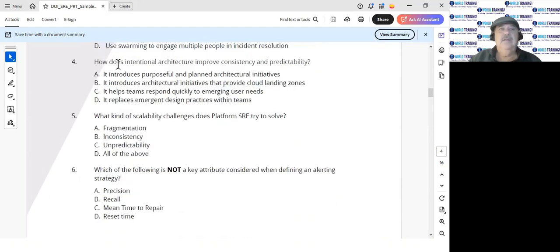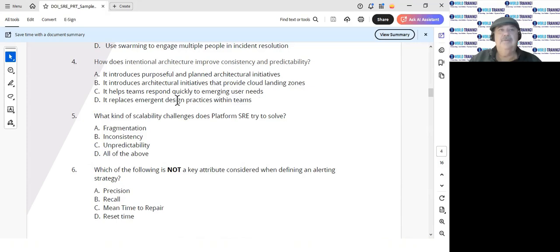How does intentional architecture improve consistency and predictability? It introduces purposeful and planned architecture initiatives. Yes, that's a very good answer. It introduces architectural initiatives that will provide cloud landing zones. That may be, but it's not as strong an answer as A. It helps teams respond quickly to emerging user needs. It doesn't really have a lot to do with that. Architecture is not specifically about that anyway.